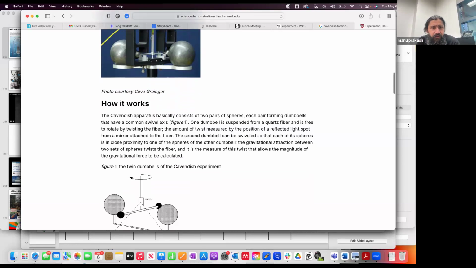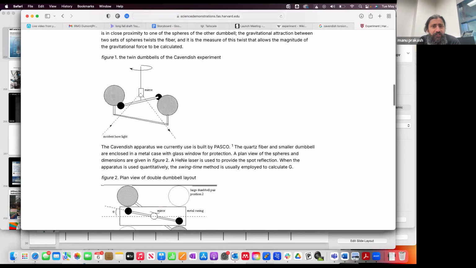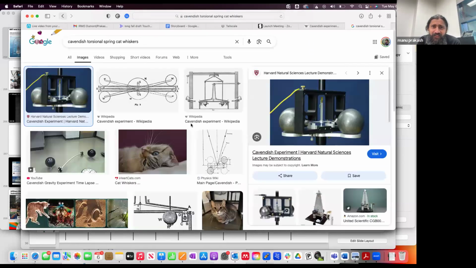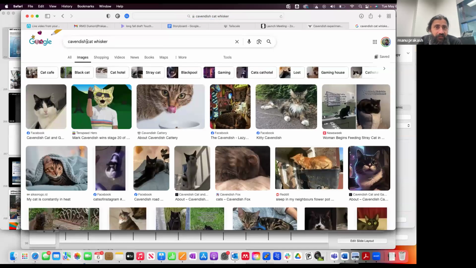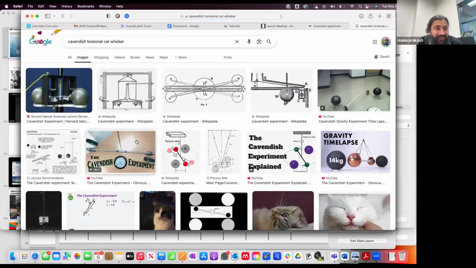I'm really stuck wanting to know the cat part. I'm trying to find it. I love history. His first torsional spring was a cat. That's correct, Cavendish. Did he own a cat? I keep trying to hit those worms and all that stuff. I really want to know.